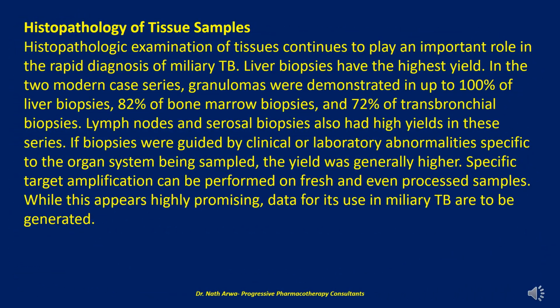We will now look at histopathology of tissue samples. Histopathologic examination of tissues continues to play an important role in the rapid diagnosis of miliary TB. Liver biopsies have the highest yield. In the 2 modern case series, granulomas were demonstrated in up to 100% of liver biopsies, 82% of bone marrow biopsies, and 72% of transbronchial biopsies. Lymph nodes and serosal biopsies also had high yields in these series.